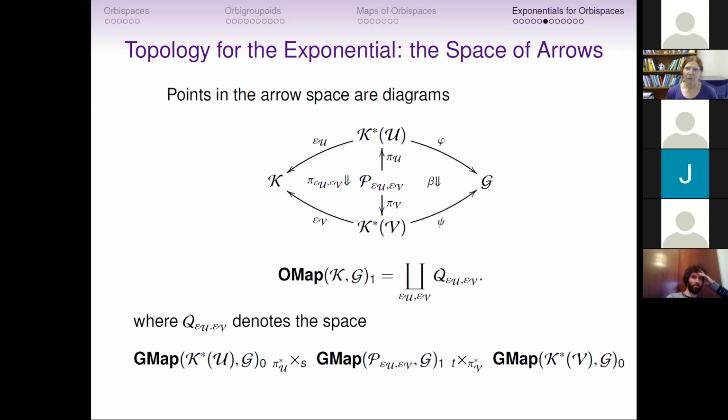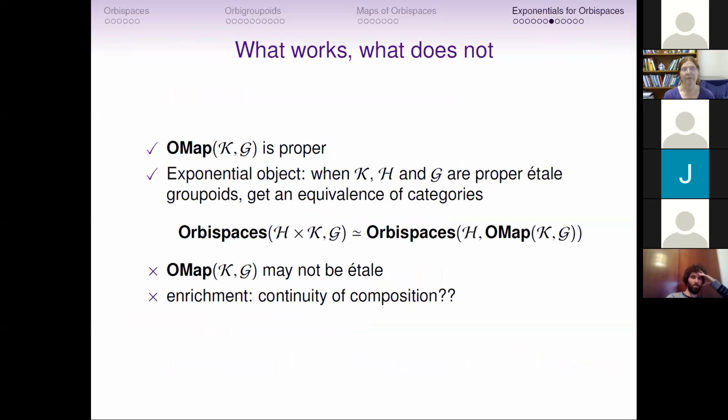Okay, so we've managed to pull the left-hand side, at least, out of the topology and just have it as an index. So we're topologizing this big thing. All right, well, so that's what works. We were wondering whether we could get an Orbi groupoid. We get half of one: it's a proper groupoid, but it might not be étale. It is an exponential object, so that adjunction works. That's great.